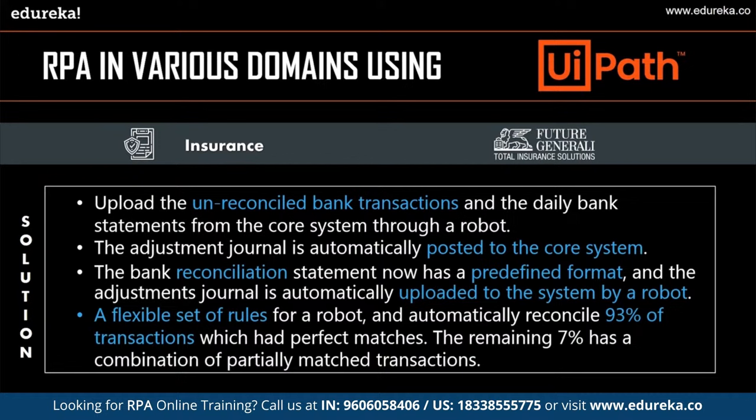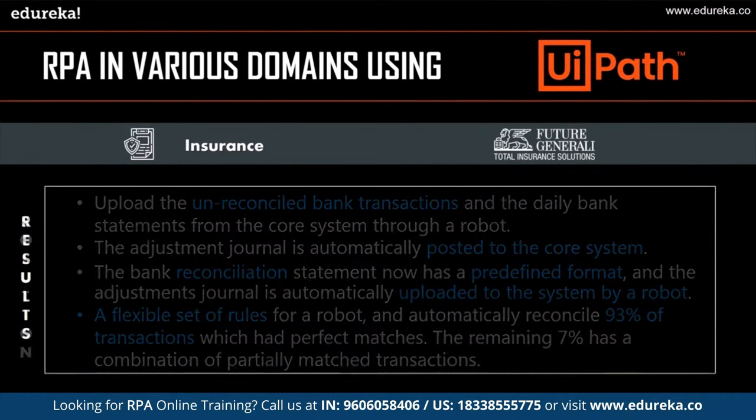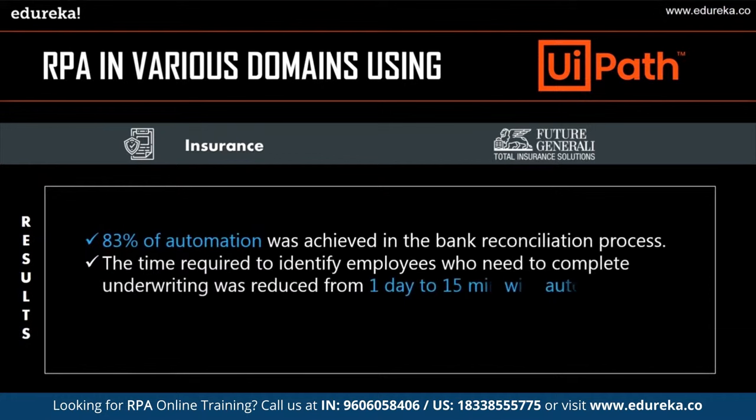The remaining 7% would have a combination of partially matched transactions. So I hope that you've understood how RPA was used by Future Generali to automate the reconciliation processes and also to remove the errors and reduce the cost. So they started with the scripting-based automation, and then they moved towards UiPath. Through UiPath, they built robots to automate the task of sending record files to the client, and every email that had an attachment was password protected.